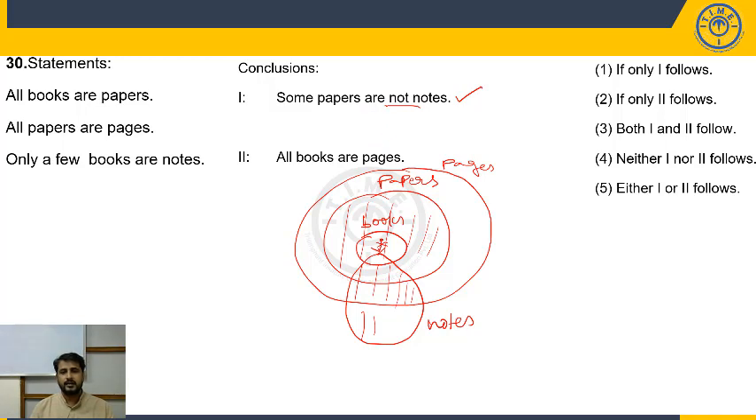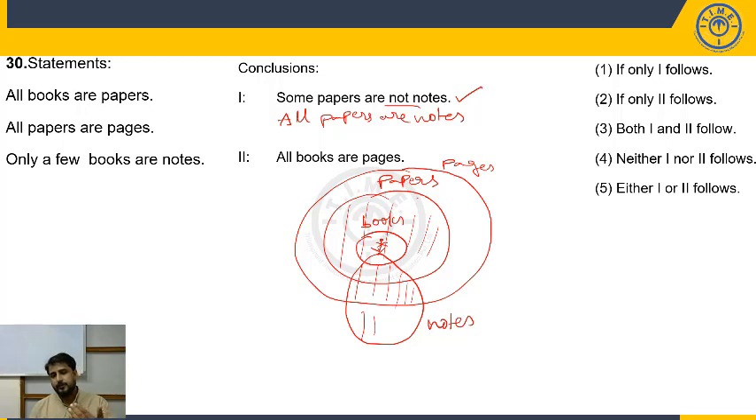What is the alternate diagram for this? Some papers are not notes is nothing but I have to prove all papers are notes. Can I draw the diagram for this? Let's check it. If I try to place all papers within notes, what will happen? Books which are inside the papers will move inside the notes, so complete books will go inside the notes. But as per the statement, only a few books are notes. It means some part of the books has to be outside the notes.